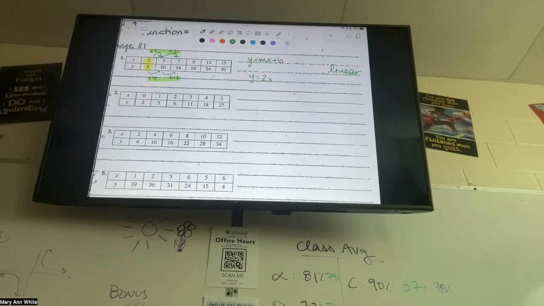And I think about it, do I have any b? Am I adding anything to it as well? Am I doing 3 times 2 and then adding something to that? Or 5 times 2 adding something to it? 9 times 2 adding something to it? No, technically my b is just 0, right? So my equation is just going to be y equals 2x. That is it.